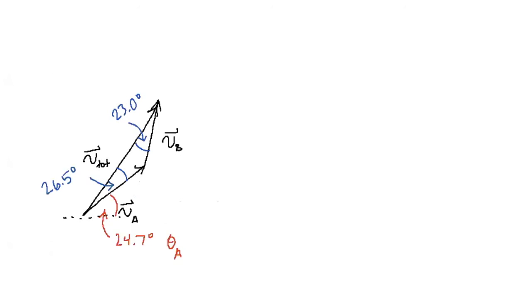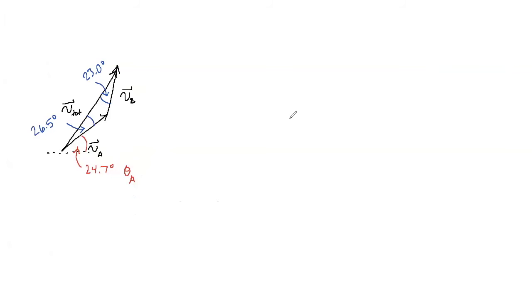Right, and okay, so let me maximize this again. Okay, so they've given us these angles, and they want us to find the magnitudes of these two vectors, VA and VB. So what you do is you need to use some geometry. So you see here, this right here is a triangle that we formed, right? So anytime you add two vectors together and draw the resultant, you basically get a triangle, okay?